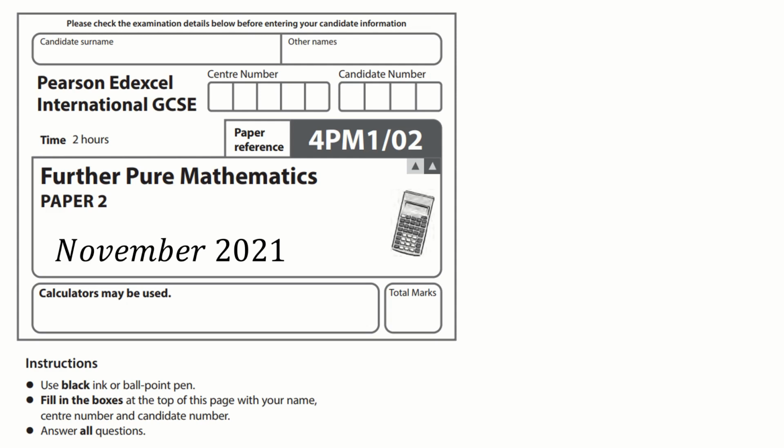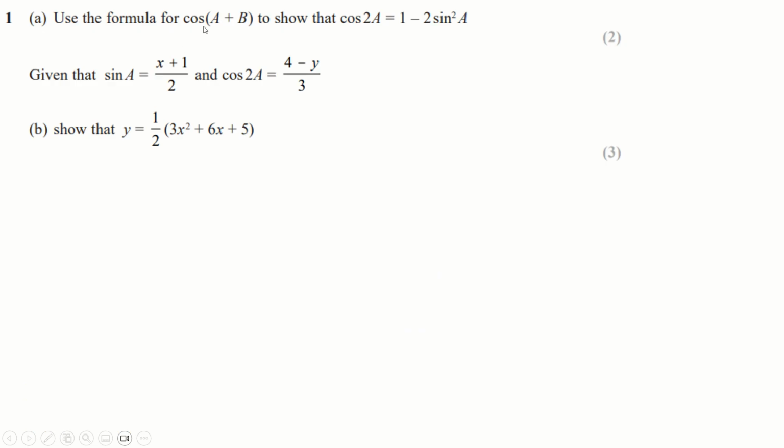This is the Pearson Edexcel IGCSE Further Pure Maths from November 2021. It's paper number 2, which is calculator. This is the formula in the formula book.